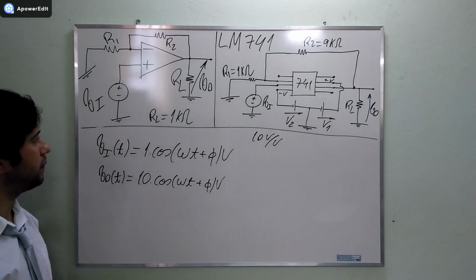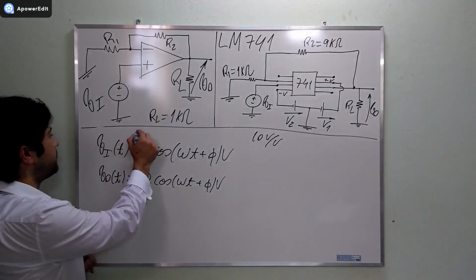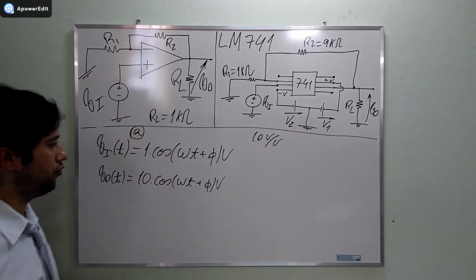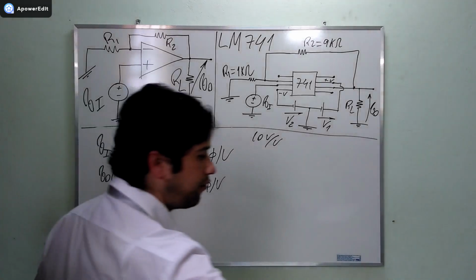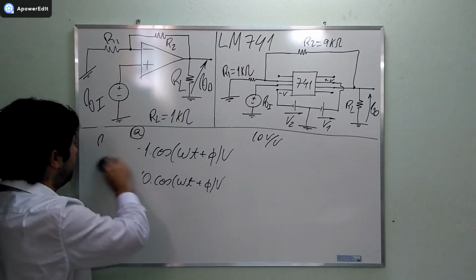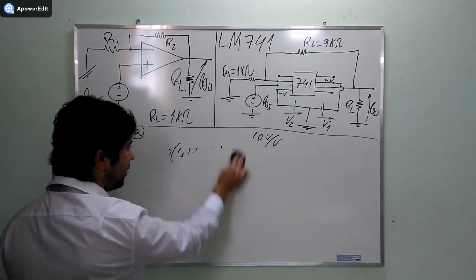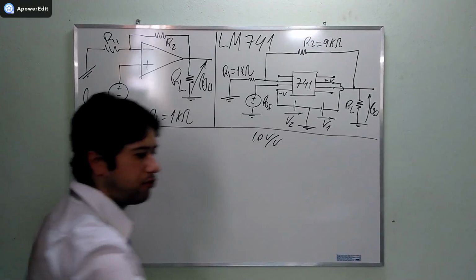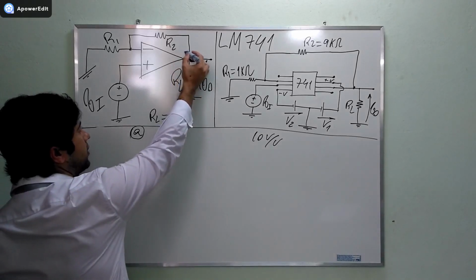Okay, now the other thing that we need to calculate for letter A is the current. Okay, the current, we are going to have 3 currents here. We're going to have 3 currents here. And I want you to pay attention to understand the difference between the 3 currents. I'm going to have a current here.